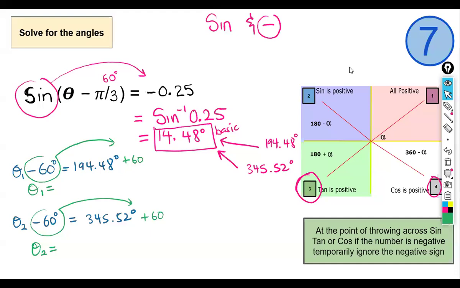194.48 plus 60 is 254.48 degrees, and 345.52 plus 60 is 405.52 degrees. Final answer, final answer.